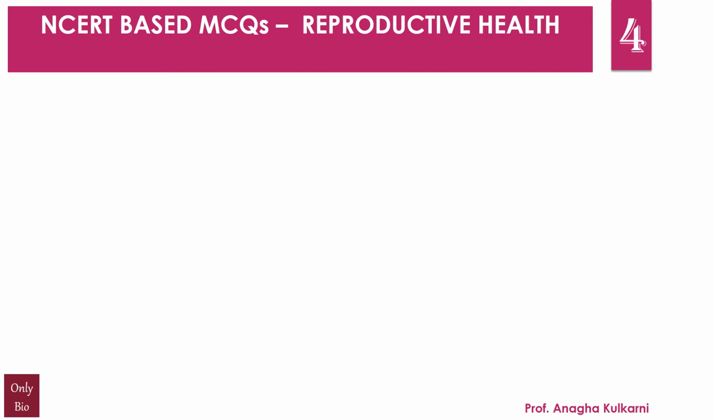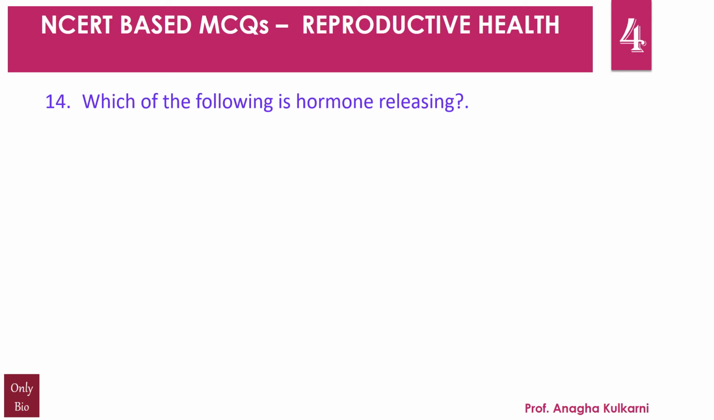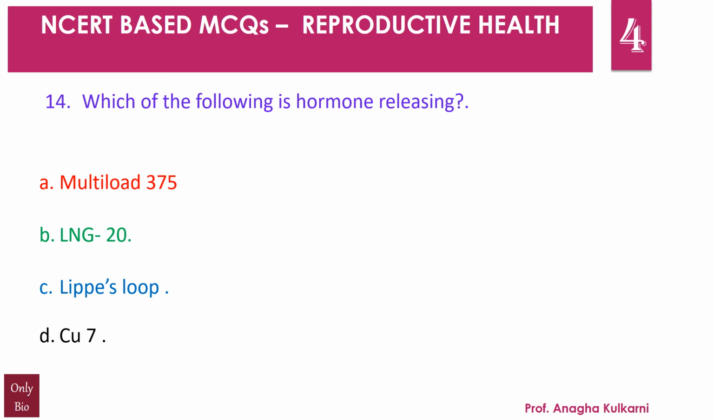Question number 14. Which of the following is hormone releasing? A. Multiload 375, B. LNG20, C. Lippes loop, D. Copper 7. And the correct answer for this question is B. LNG20. So the hormone releasing intrauterine device is LNG20.